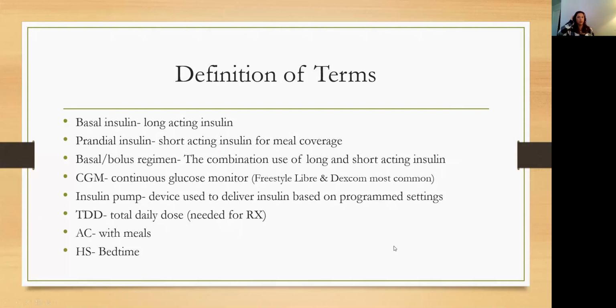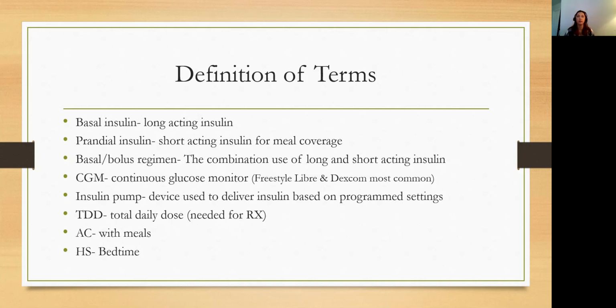So when I talk about basal insulin, I'm talking about long-acting insulin. And prandial insulin is your short-acting that covers meals and does your sliding scale. Basal bolus regimen, when I say that, I mean the combination use of long and short-acting insulin together. When you're talking about a full insulin regimen for a patient, usually we call it a basal bolus regimen. And then the term CGM refers to continuous glucose monitor.